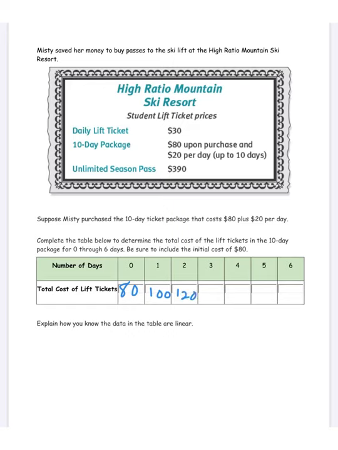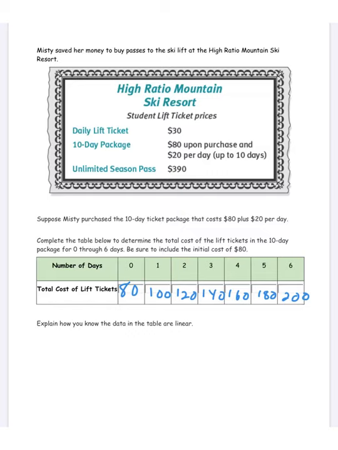The 3rd day would be another $20, so that would be $140. The 4th day would be another $20, so that would be $160. The next day would be another $20, so that would be $180. And then the 6th day would be another $20, so that would be $200 total.